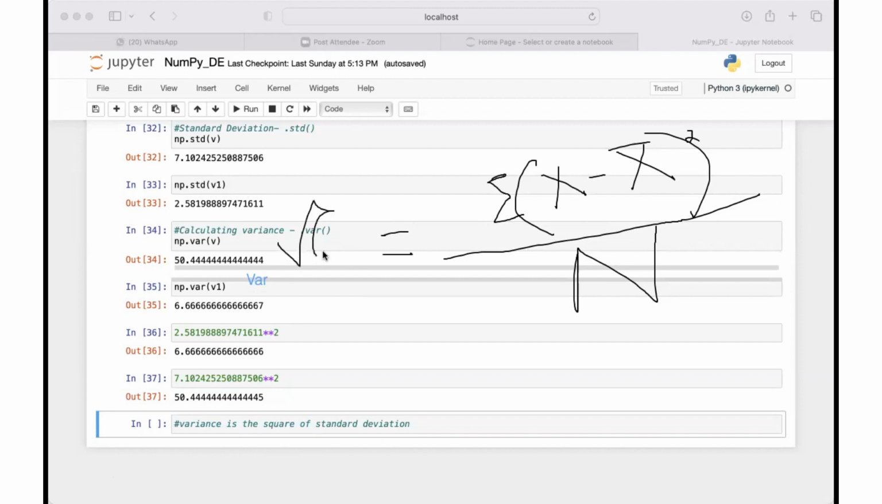This becomes our variance. If we take the root of it, it will become our standard deviation. Square it, it becomes the variance. So this is what it is. Shall I clear this formula?